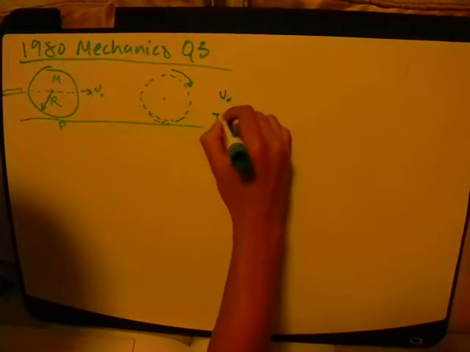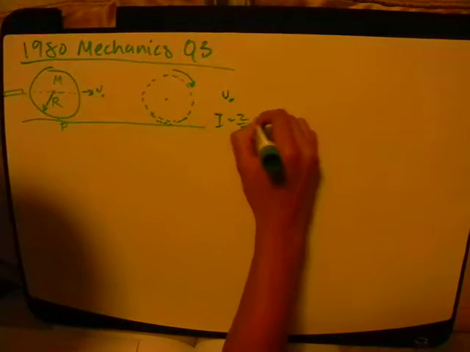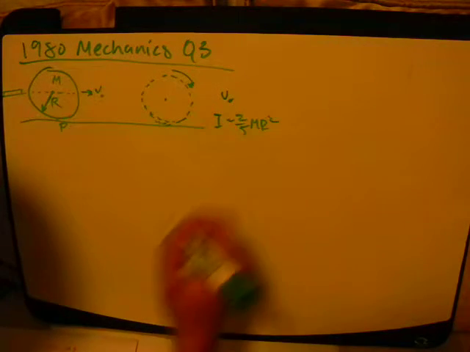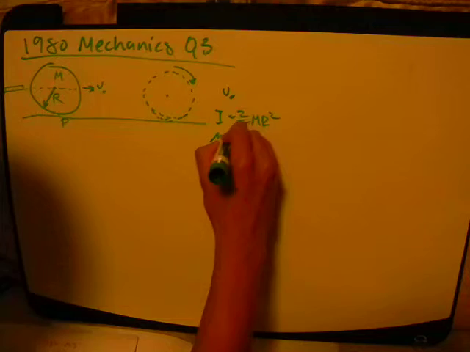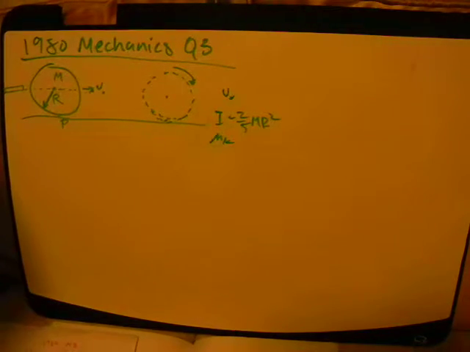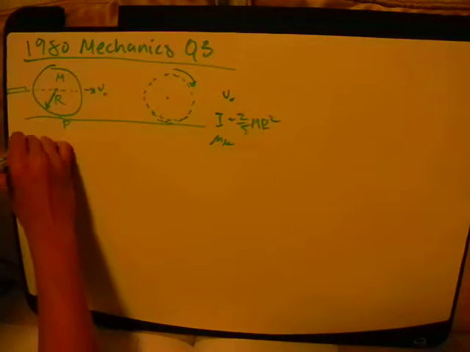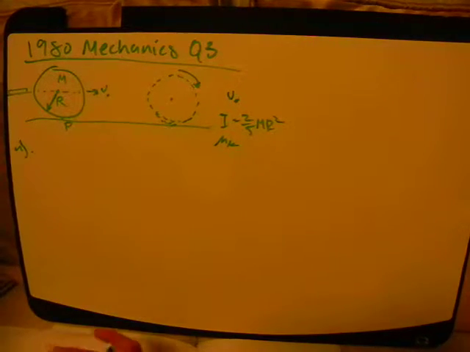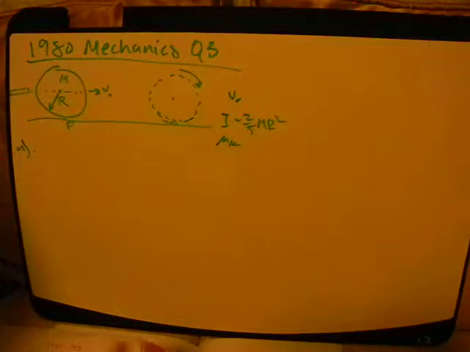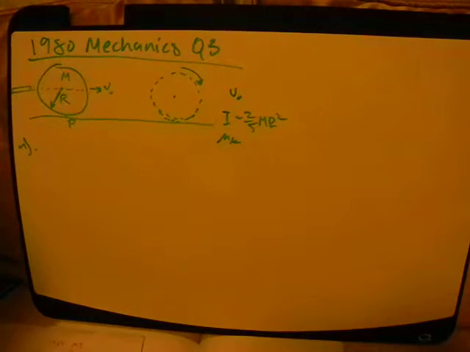We have inertia equals 2/5 mr squared. That's inertia of a sphere. And then we also have mu k, which is the friction between the ground and the ball. Okay, so A. We're supposed to determine an expression for linear velocity v at the center of mass of the ball as a function of time while it is rolling with slipping.